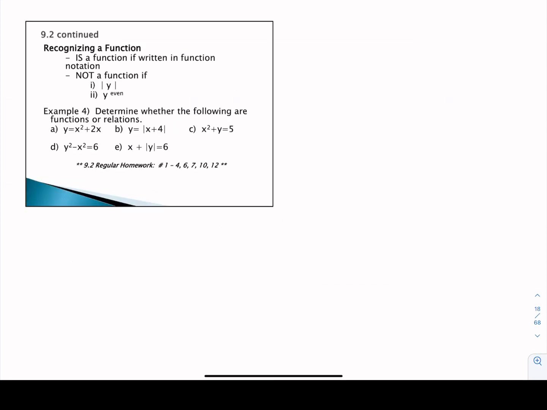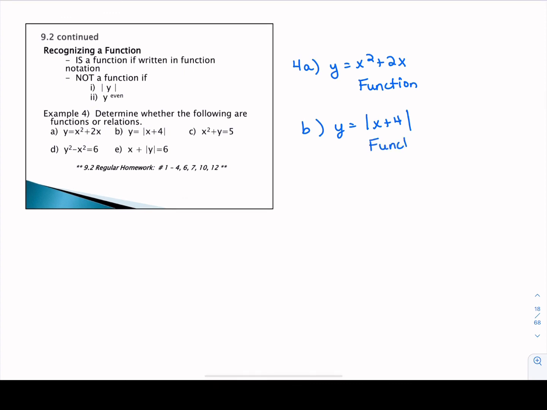So we can use those two criteria to talk about whether or not the following equations listed in example 4 are in fact relations or functions. So if we have y equals x squared plus 2 times x, I don't see an absolute value with y inside, and I don't see a y raised to an even power. So that tells me automatically we have a function and not a relation. In part B, we have y equals the absolute value of x plus 4. And again, we want to be mindful that in this case, it's an x inside the absolute value symbols, not a y. So once again, this is telling us we have a function.